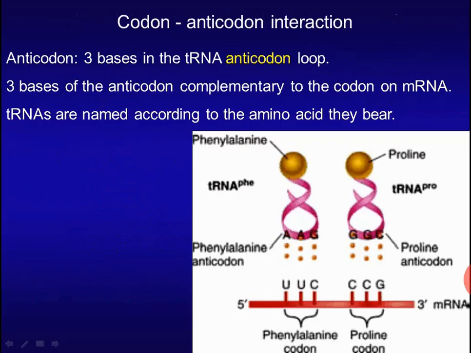Each anticodon contains 3 bases in the tRNA anticodon loop. The 3 bases of the anticodon are complementary to the codon on mRNA. tRNAs are named according to the amino acid they carry. For example, this is phenylalanine tRNA, proline tRNA.